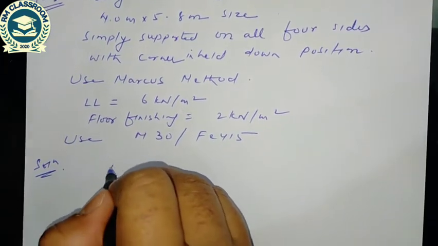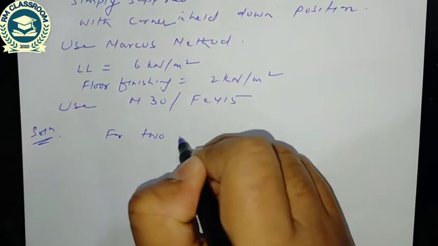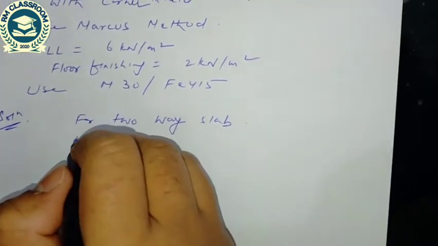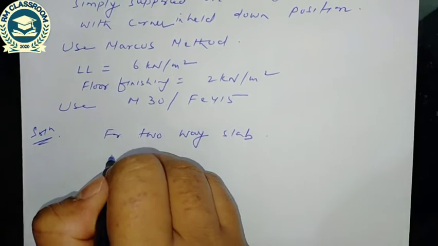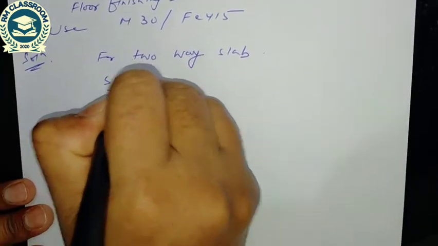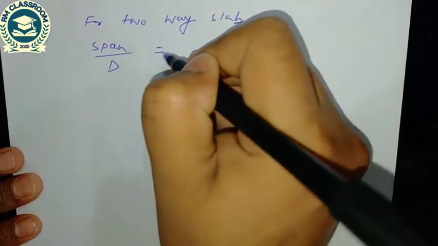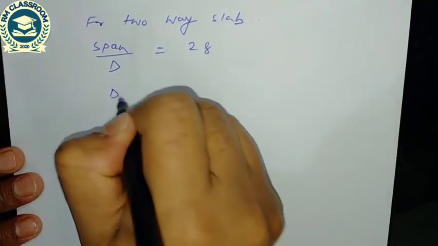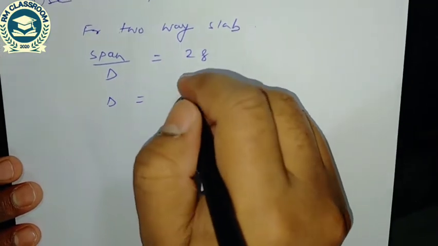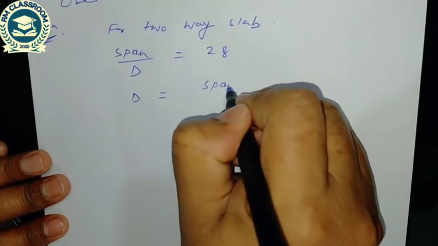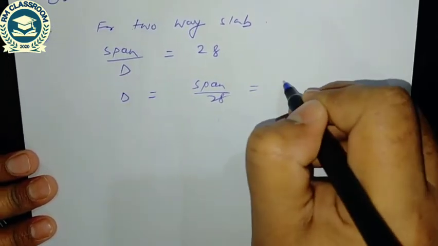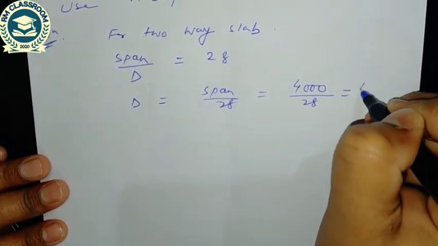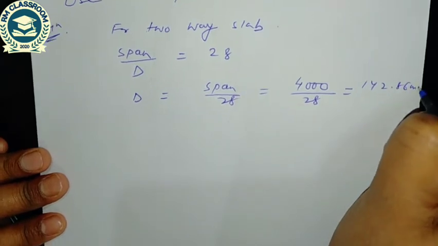So for two-way slab, span by D ratio for Fe415 is 28. So overall depth or thickness of the slab can be computed as span by 28. So span is the shorter span, 4000 divided by 28. So it is coming 142.86 mm.